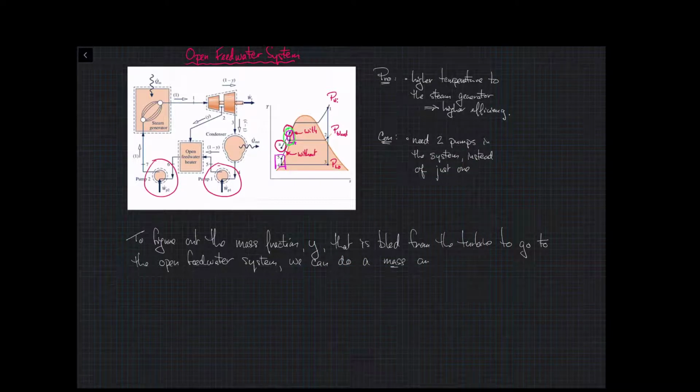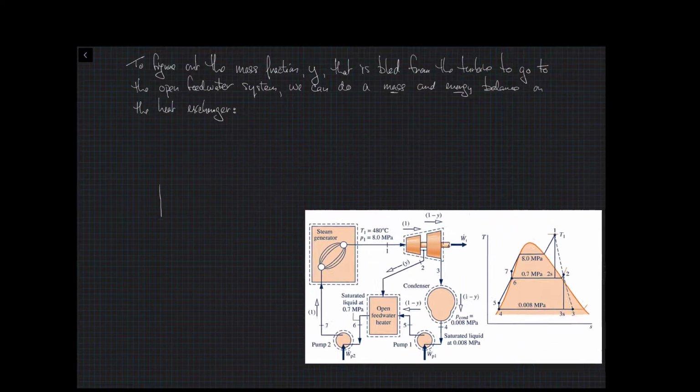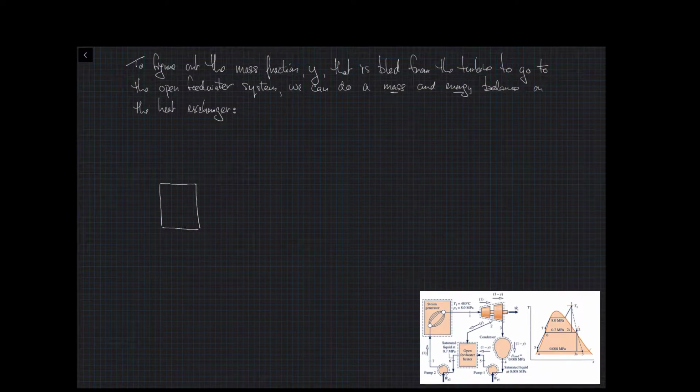So let's get started with that. Here's the sketch of the cycle from before. I'm going to try and keep that for the rest of the analysis here as I draw a control volume representing the heat exchanger with the 2 inlets and the 1 outlet.